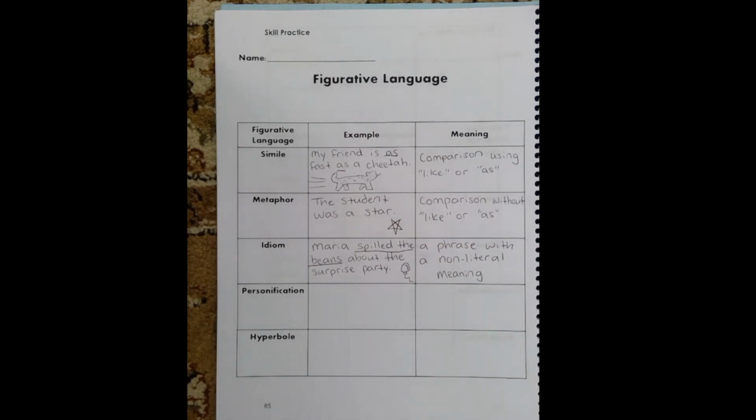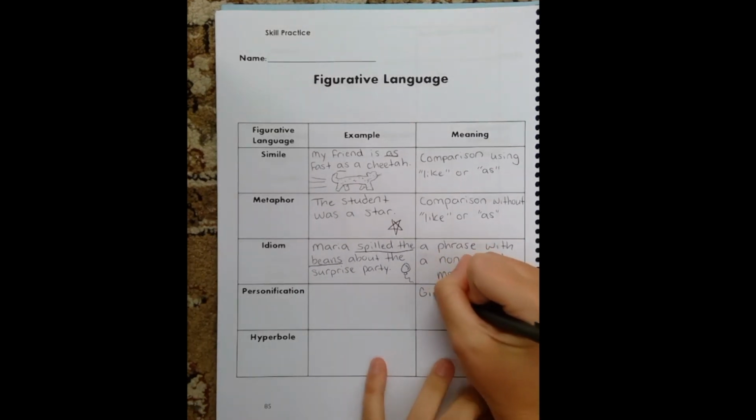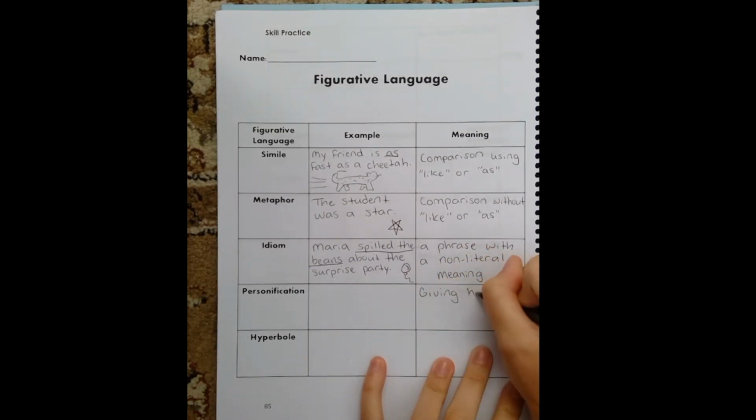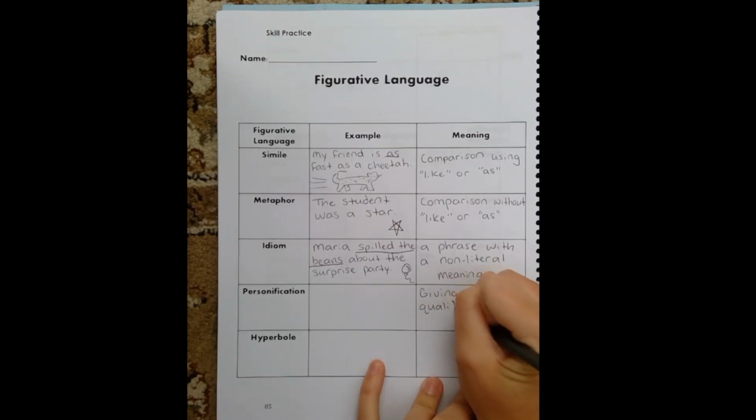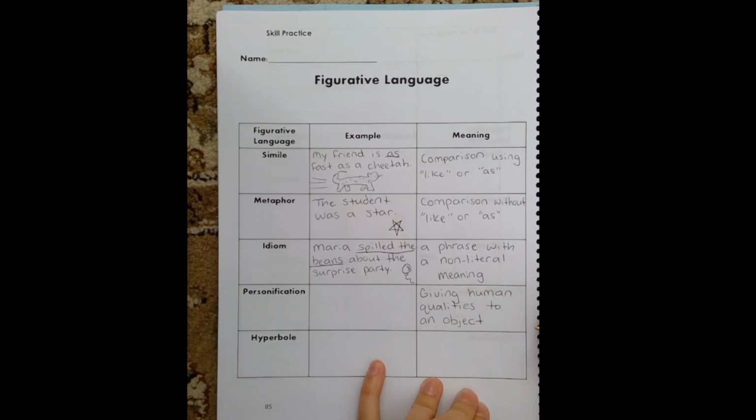All right, two more. And again, if you need a pause, if you're taking these notes and you want to pause in between so that you can make sure you get everything down, go ahead and do that if I'm going too quickly. The next one is personification. This is one we've done a lot in writing, so I hope that you know what it means. But personification is giving human qualities to an object or a non-human thing.